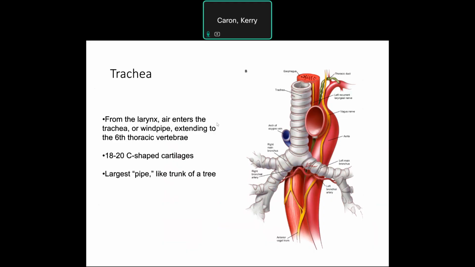We have a trachea, and from the larynx, so the larynx is a dividing factor of the upper and lower airways, the voice box. Then we have the trachea, and that's commonly known as the windpipe. And it extends to the 6th thoracic vertebra. It's 18 to 20, depending on size, C-shaped cartilages. And it's the largest pipe. It's the largest trunk of the tree. It's the main trunk of the tree, the trachea.